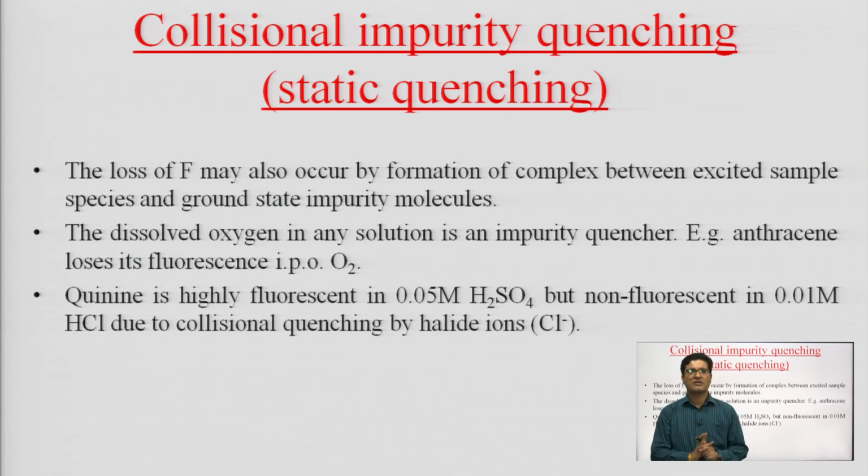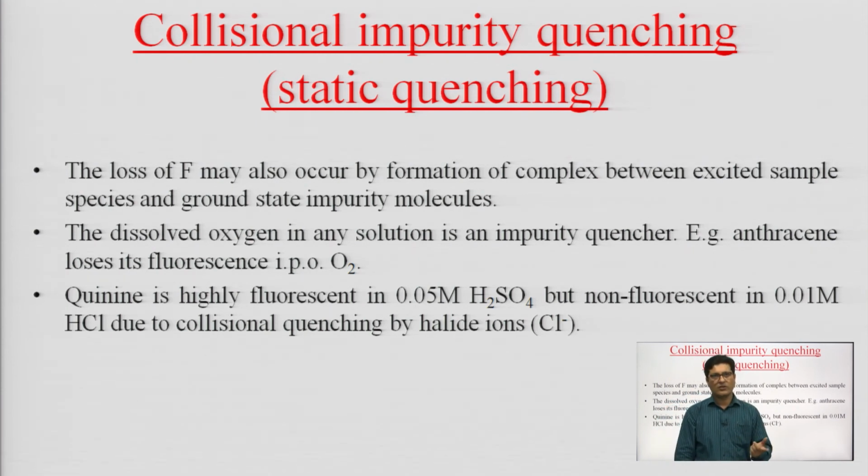So, the loss of fluorescence may also occur by the formation of a complex between the excited sample species and the ground state impurity molecules. The dissolved oxygen can also act as a quencher, and if there is any paramagnetic species like oxygen present, that is also a quencher. For example, anthracene loses its fluorescence intensity in the presence of molecular oxygen. So, for anthracene, oxygen is a static quencher.